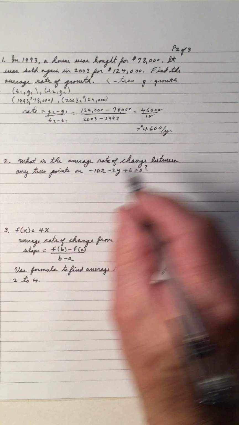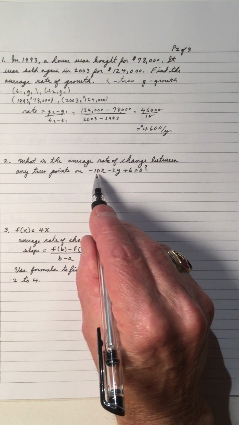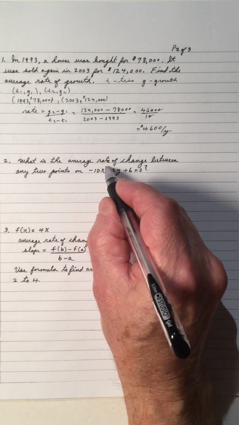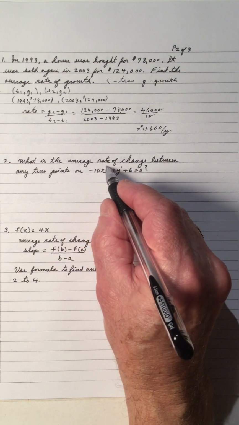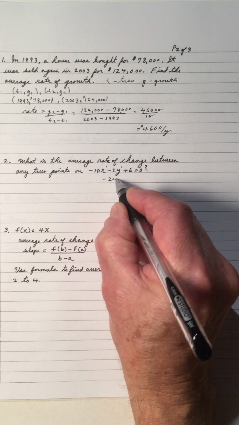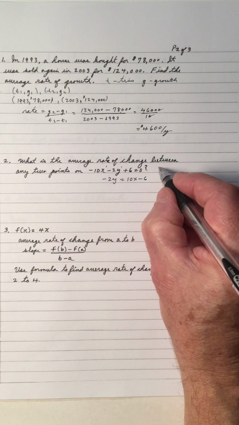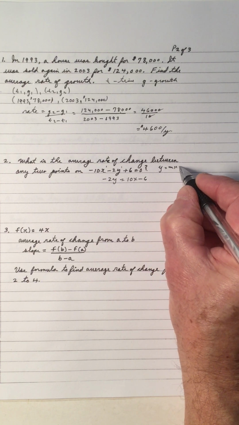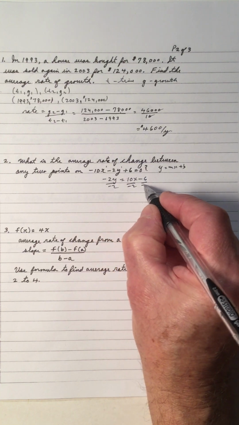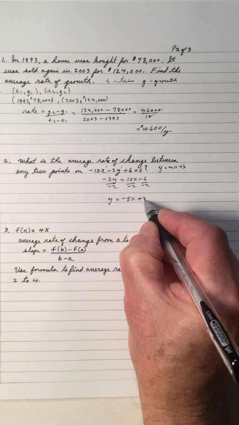Number 2. What is the average rate of change between any 2 points on negative 10x minus 2y plus 6 equals 0? That's a linear function, since x and y are powers of 1. So we're going to solve this function for y, like y equals mx plus b. Negative 2y equals 10x minus 6. We divide by negative 2 on each side, so y equals negative 5x plus 3.